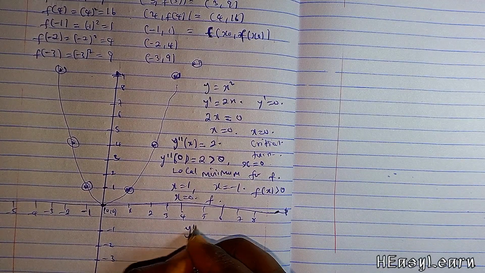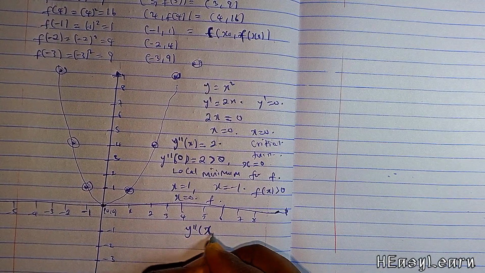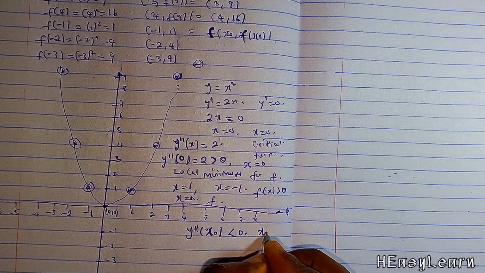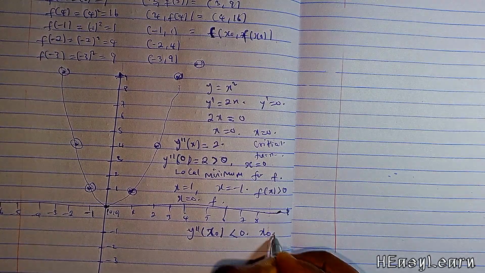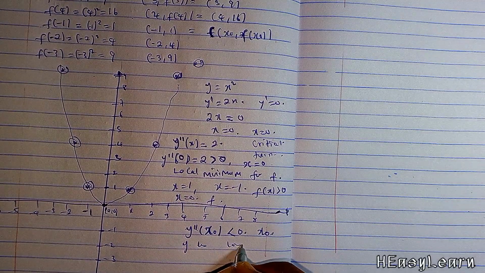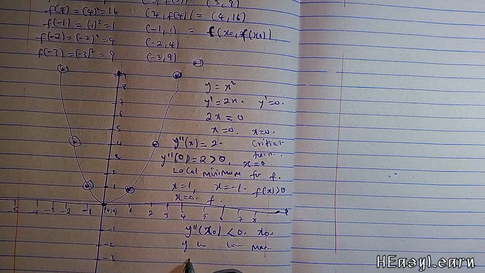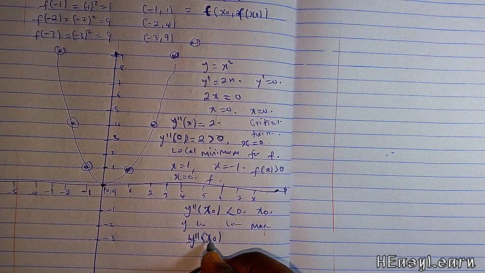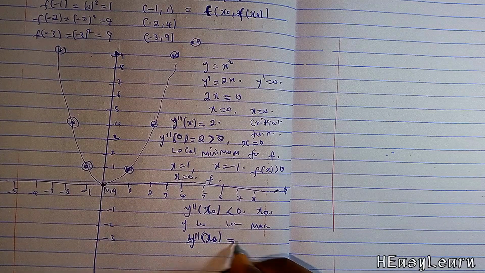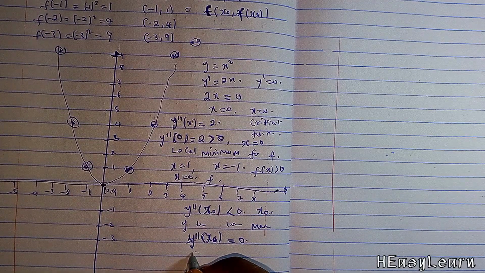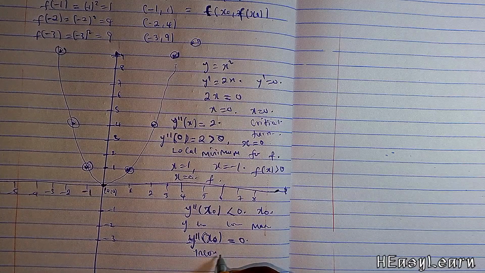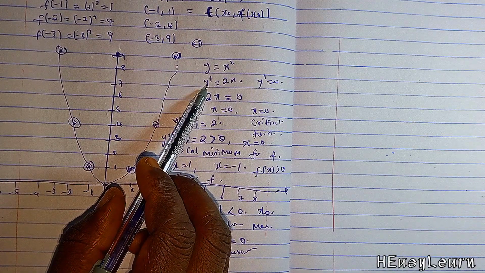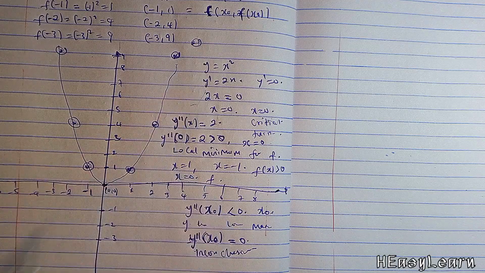When we differentiate the second derivative and evaluate at the critical point, and we have it to be less than 0, then we say at x naught, which is the critical point, y has its local maximum point. But if we evaluate y prime prime at the critical point and it equals 0, then we say that the test is inconclusive.